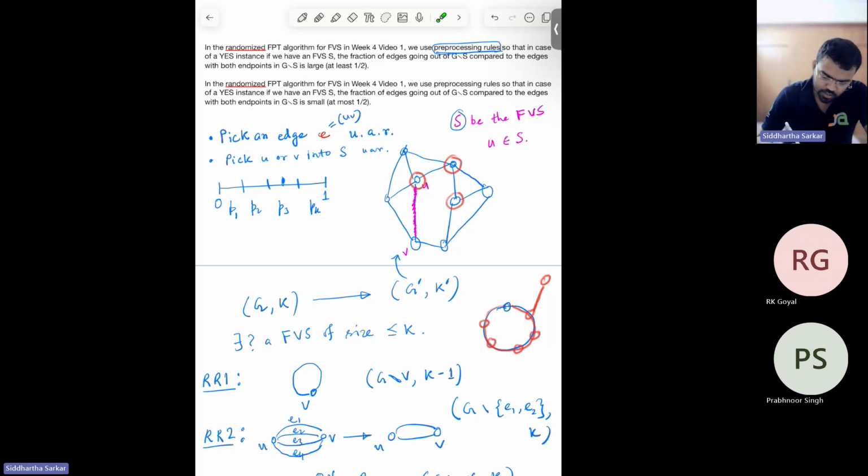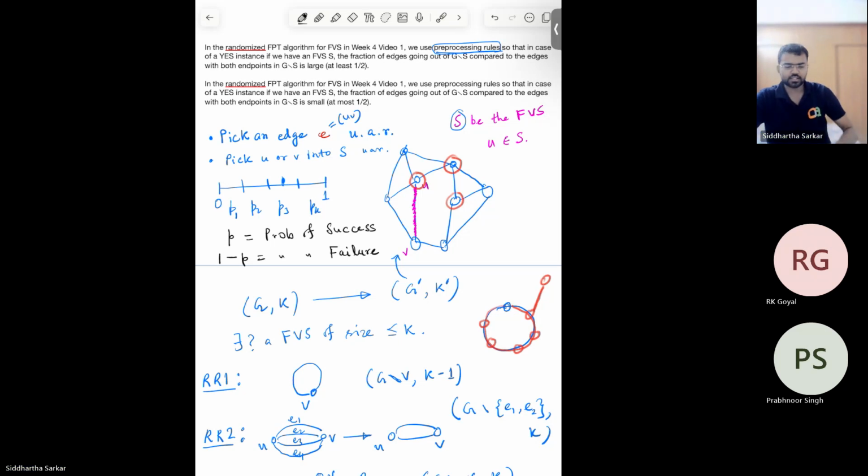So I'll write it down. p is the probability of your success. What is success? That you indeed recover a feedback vertex set of desired size. Then 1 minus p is your probability of failure. Now, if you repeat this algorithm many times, let us say you repeat m times, so m iterations, you run this algorithm, then your probability of failure will be only 1 minus p to the power m.